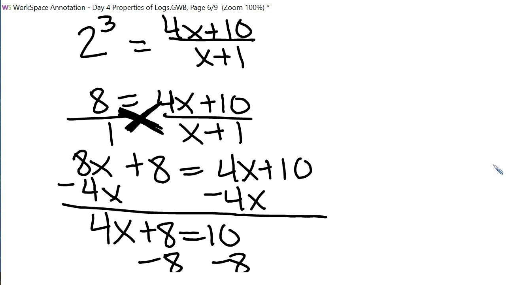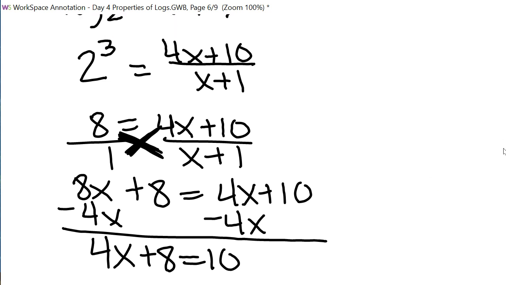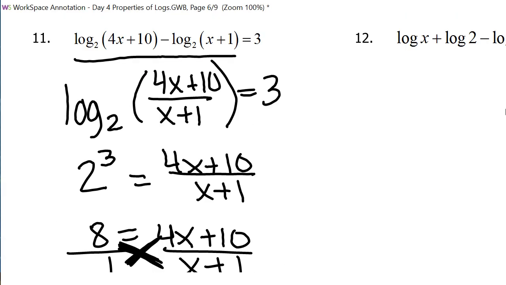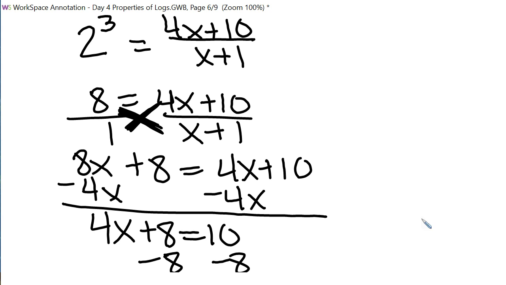Now always check it to make sure the end value is not negative. So if I put 1/2 right here, would that give me a negative? No. If I put 1/2 right here, would that give me a negative? No. So 1/2 is a real solution.